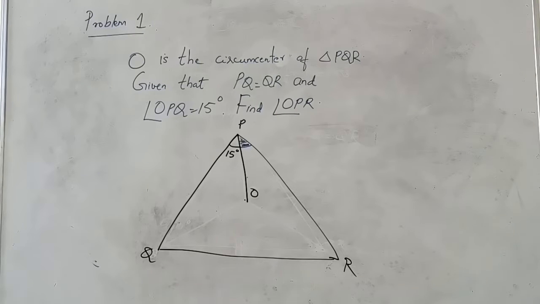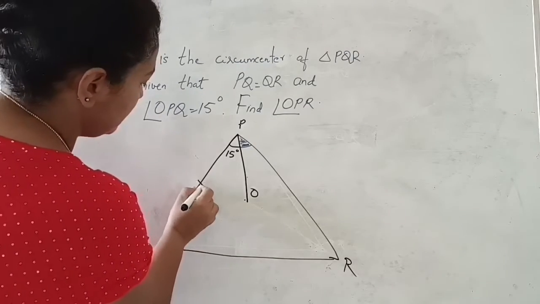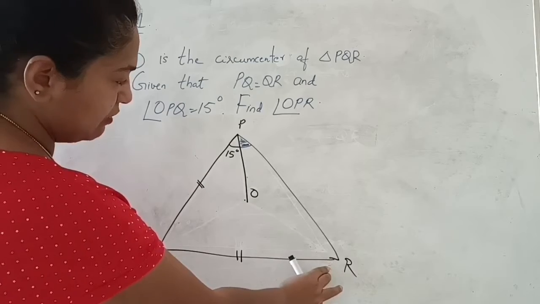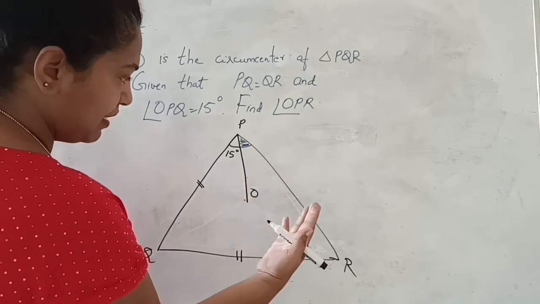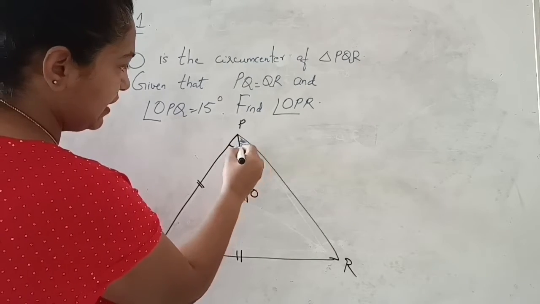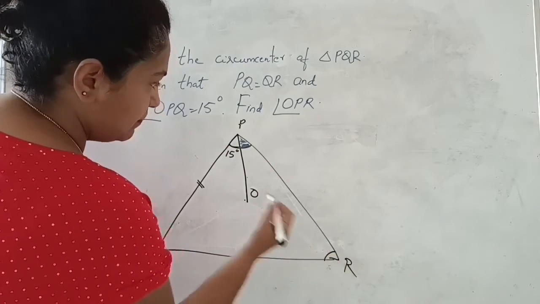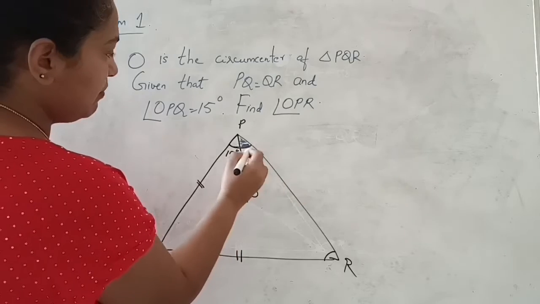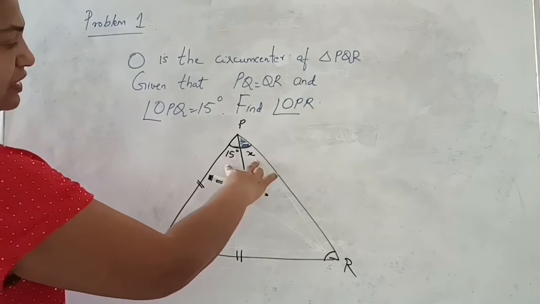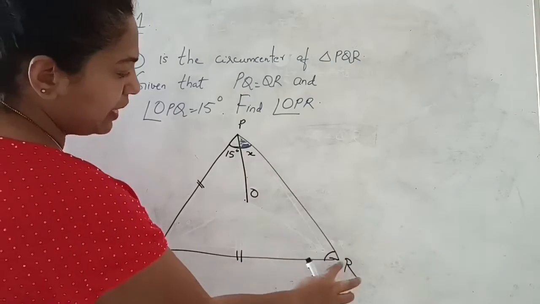So we have a triangle PQR where PQ is equal to QR. I can say that this side is equal to this side, so my triangle becomes an isosceles triangle, and the base angles are equal. So what are the base angles? The base angle is this entire angle and this angle. If I name this angle x, I can say that x plus 15 is equal to angle R.